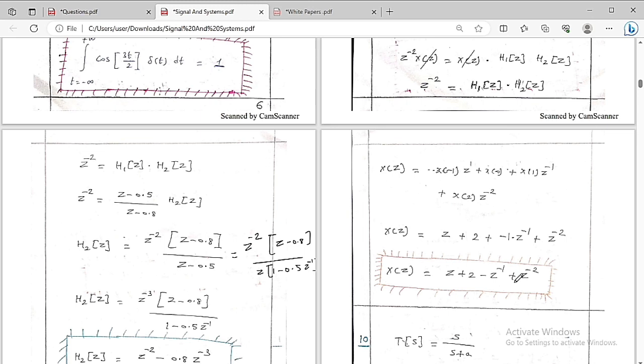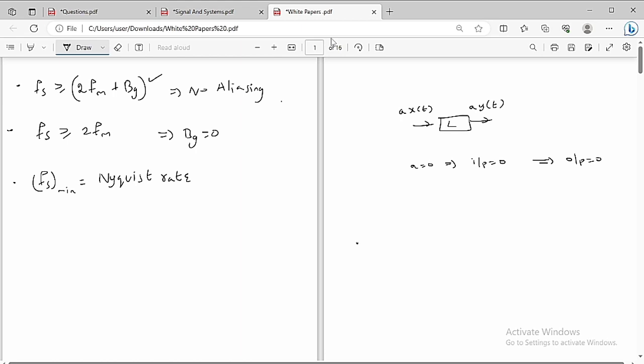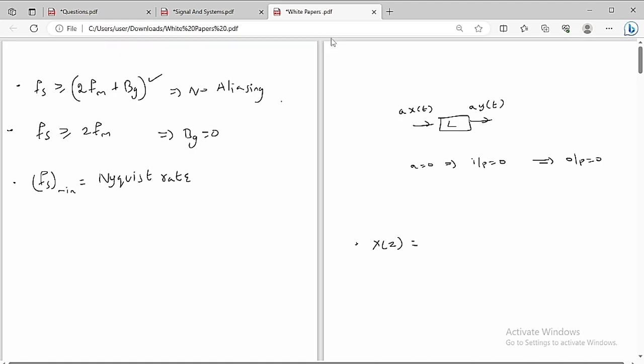Let me write this here, I want to do some further analysis. What is the final solution that we have got? X(z) is equal to z plus 2 minus z to the power of minus 1 plus z to the power of minus 2. Suppose they are asking for the ROC, then what can we write here? z plus 2 minus 1 by z plus 1 by z square.